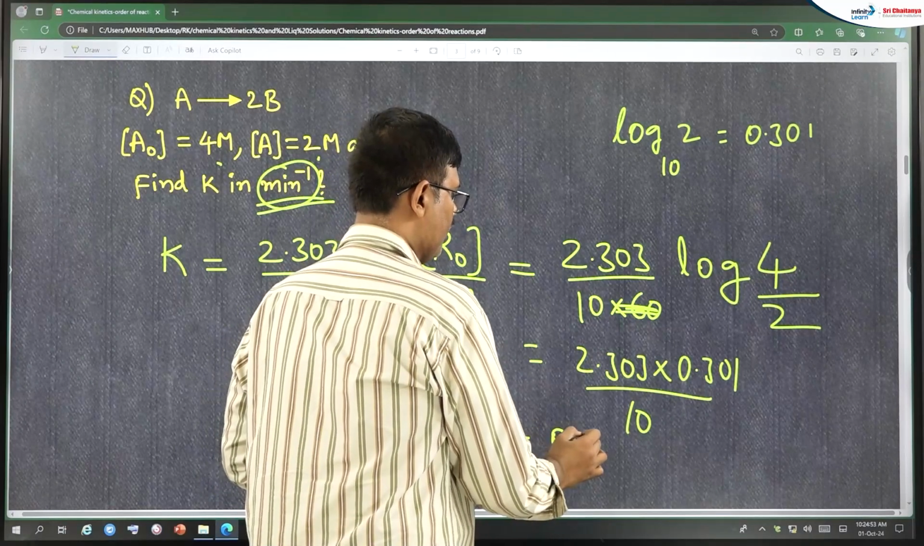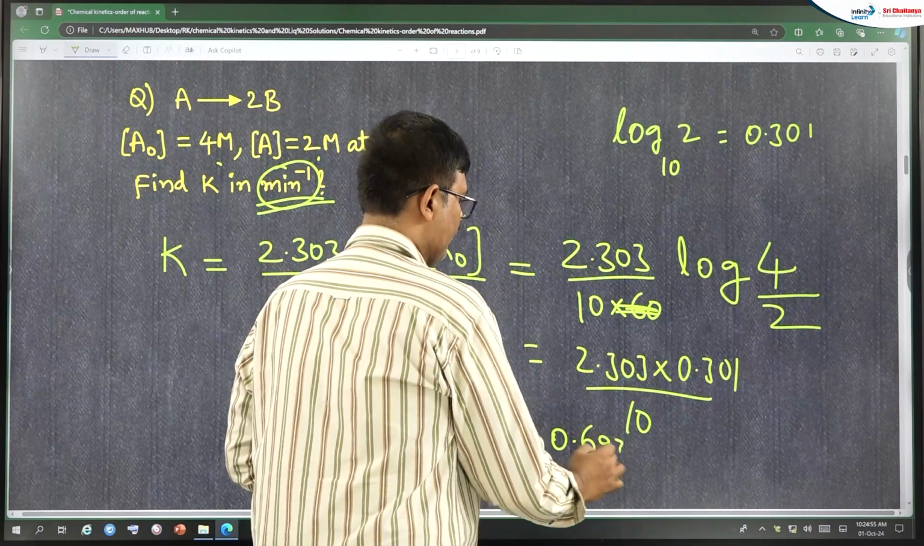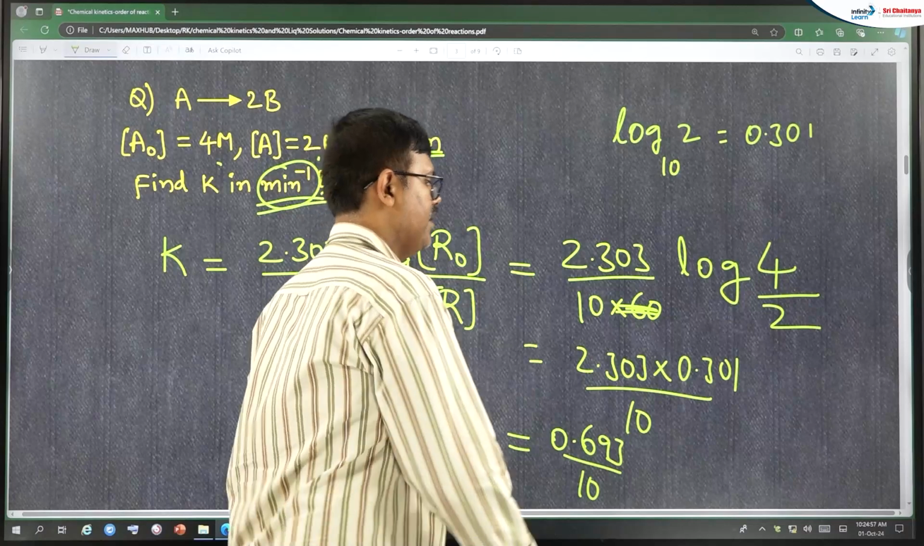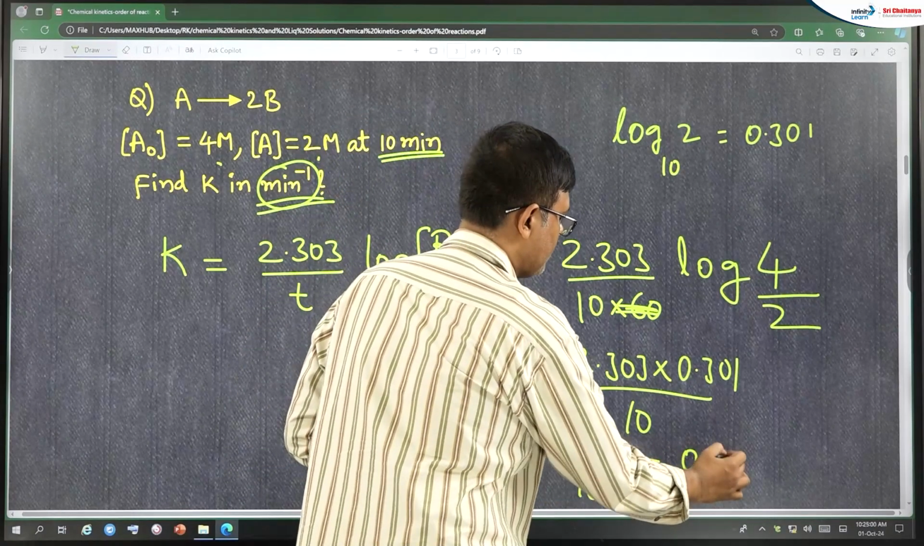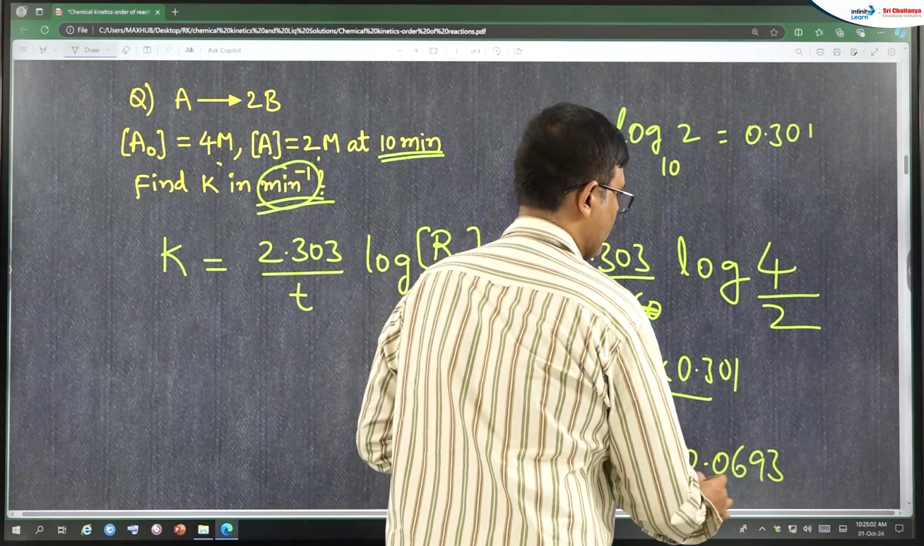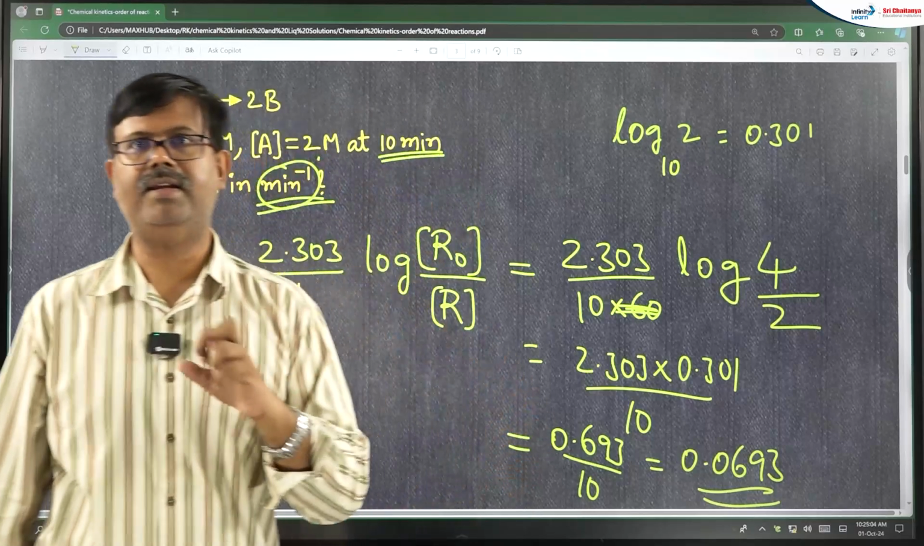2.303 into 0.301 is 0.693 by 10. That means 0.0693 minute inverse. That is the answer here.